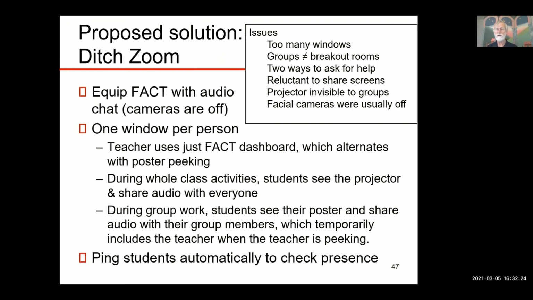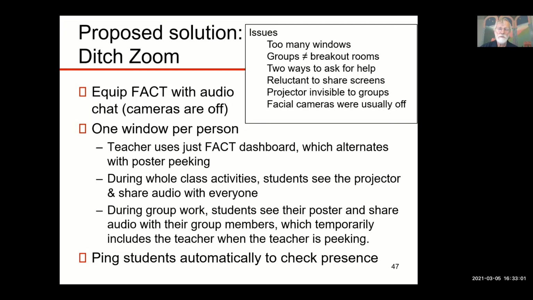So given all those issues that I just went over, and they're listed up in the upper right-hand corner there, here's my proposed solution. We just ditch Zoom. We equip FACT to act like a normal CSCL program by handling the shared audio. Okay, it's not a big heavy lift software-wise. We don't need the cameras. We just need the shared audio. So we incorporate an audio chat program into FACT so that when students are in groups, they can hear each other. And when they're in the whole class setting, they can hear everybody in the class.